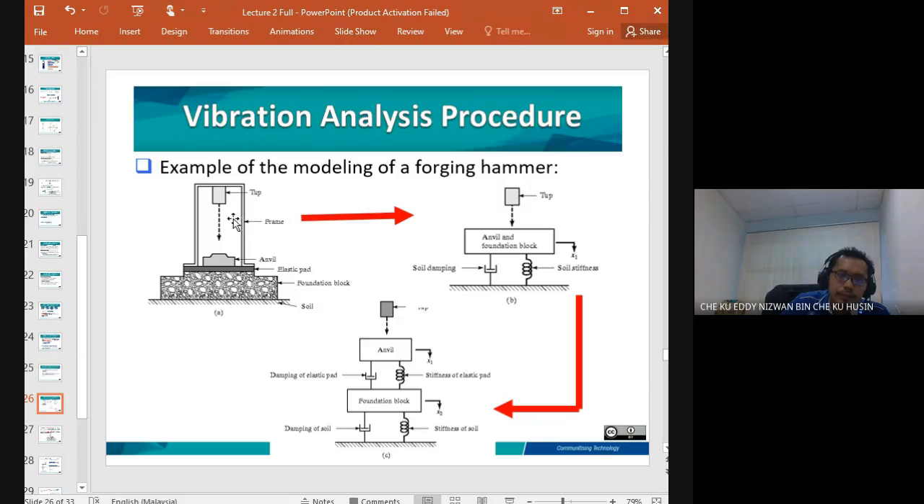Okay, so this is an example for the forming process. Okay, so there's the frame, anvil, elastic pad, foundation block.